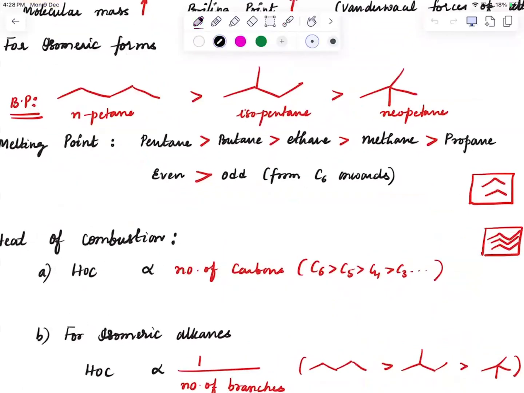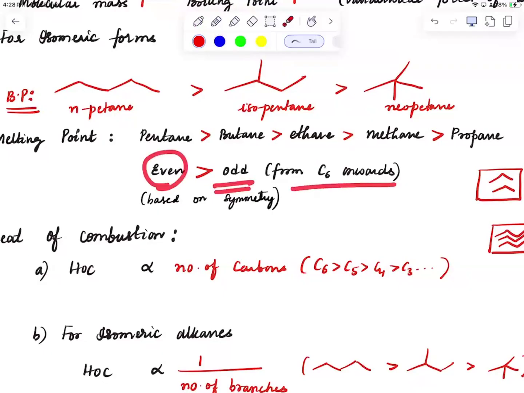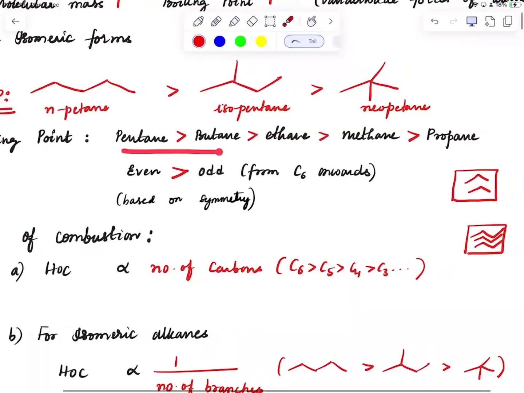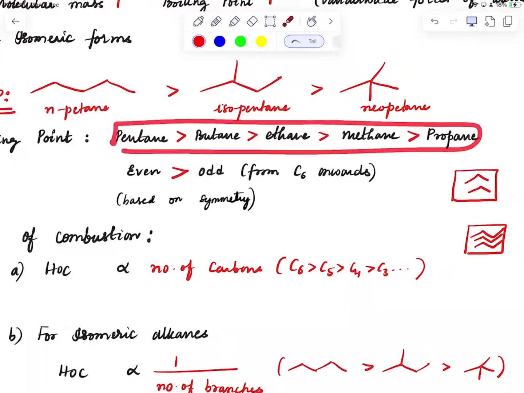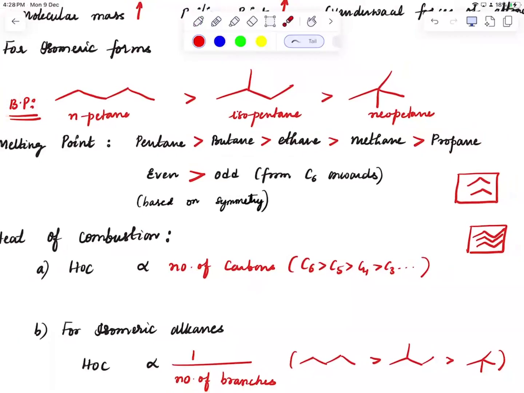Okay, so you can say based on symmetry, even carbon chains usually have more melting point compared to odd. But that is again restricted only after carbon 6 onwards. But again, it will keep varying a lot. How much you need to remember is this much. Pentane towards propane, how does it vary? So pentane, then butane, ethane, methane, and propane.